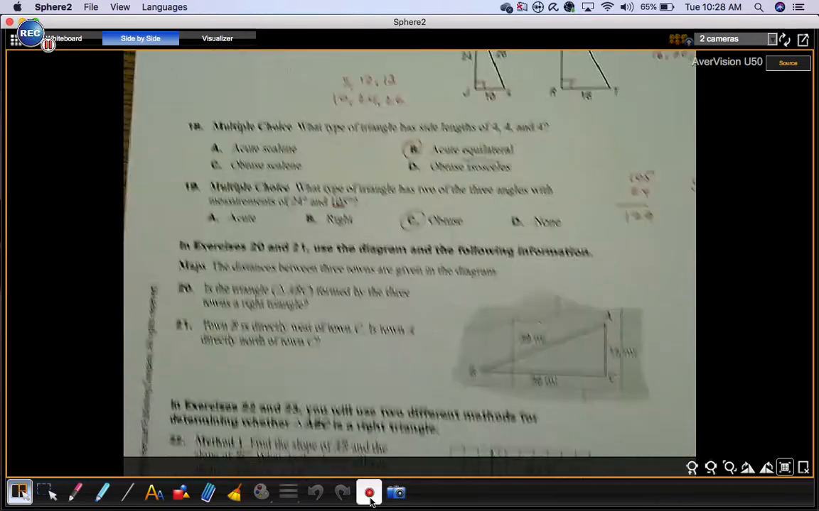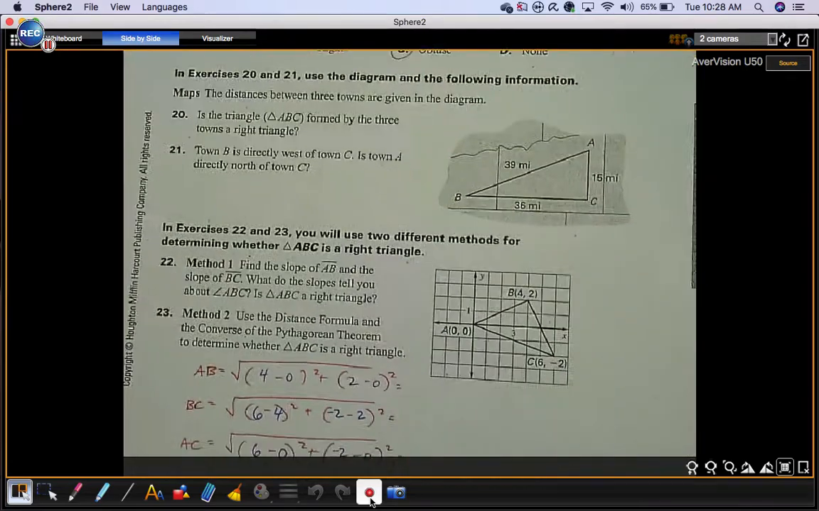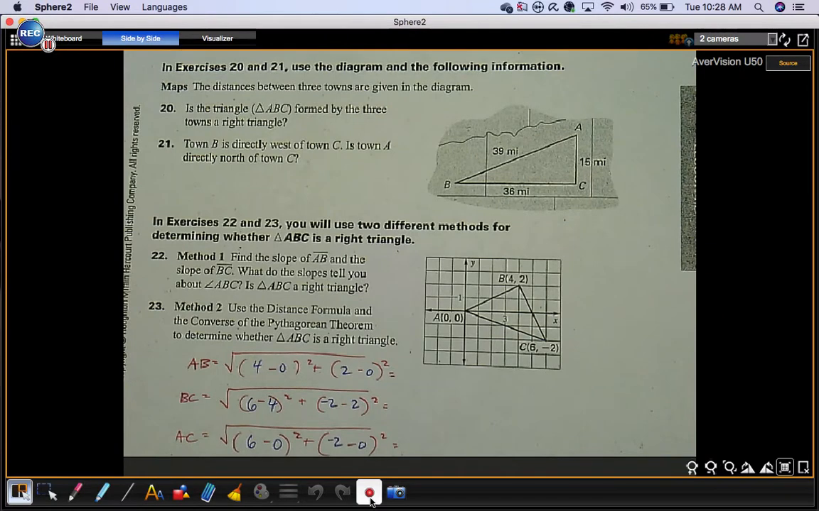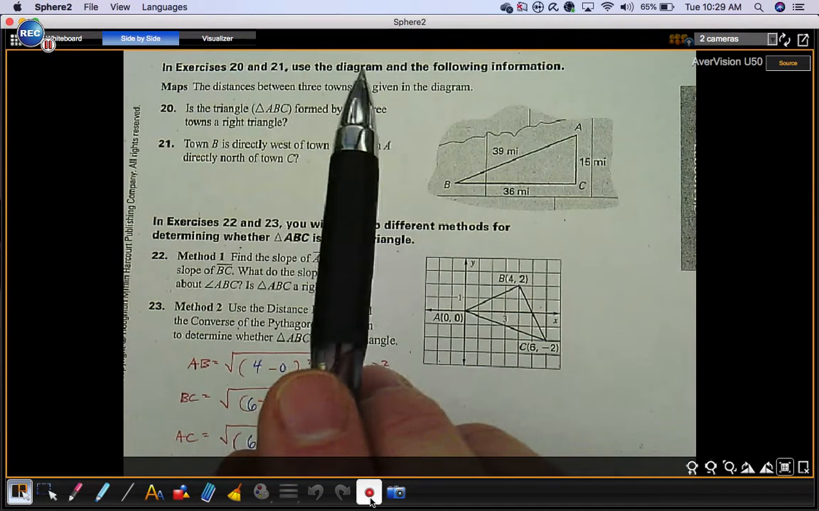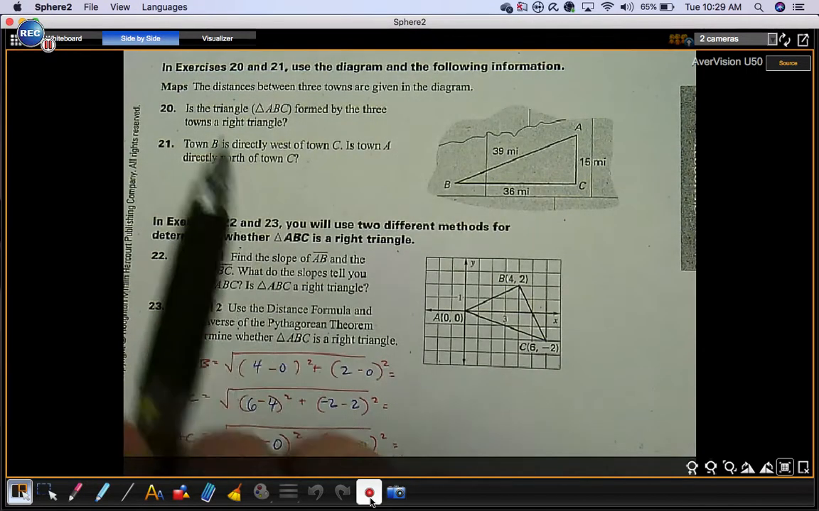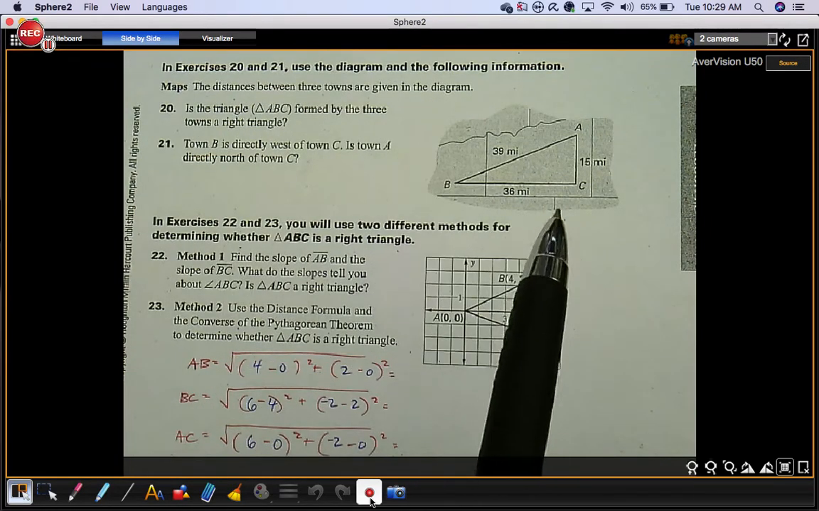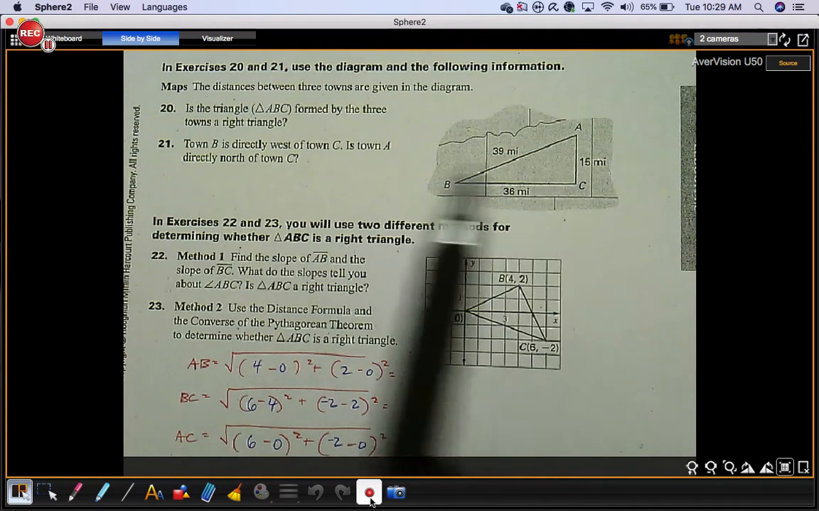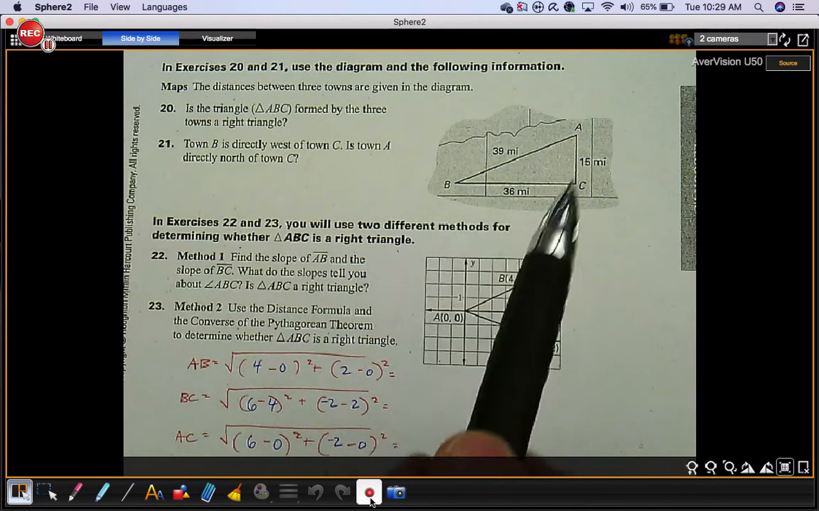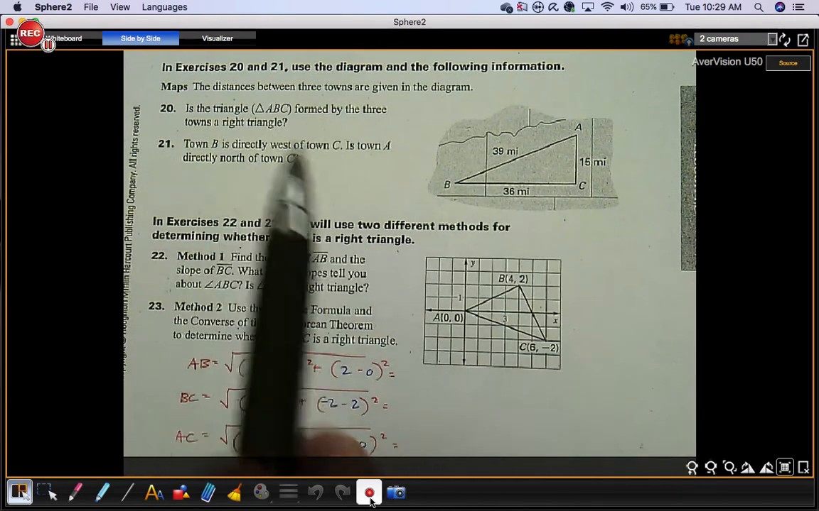7.2, practice A. We're going to look at numbers 20 through 23. In exercises 20 and 21, use the diagram and the following information. The distances between the three towns are given in the diagram. So A, B, and C are towns. Is the triangle ABC, formed by the three towns, a right triangle?